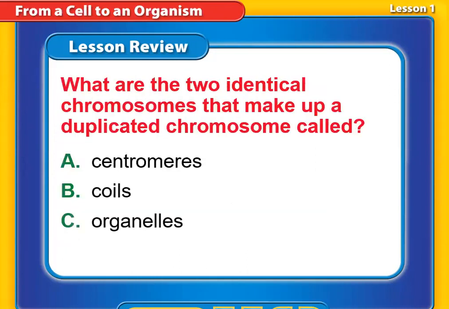What are the 2 identical chromosomes that make up a duplicated chromosome called? That means each replicated chromosome is made of 2 identical DNA molecules. We call them, Judy? D, sister chromatids. Brilliant. They are attached to each other by the centromere. Brilliant.